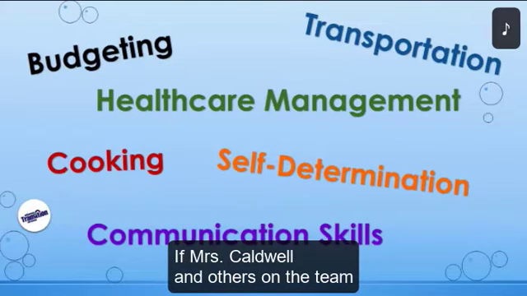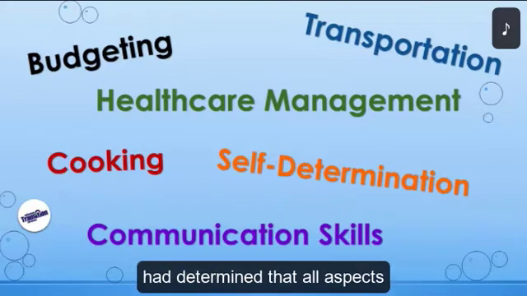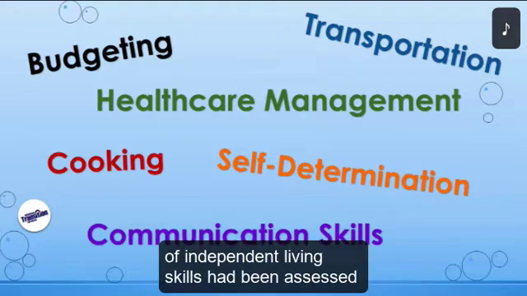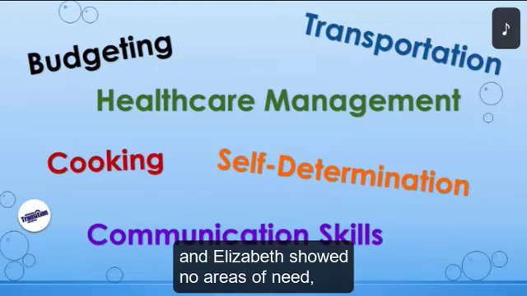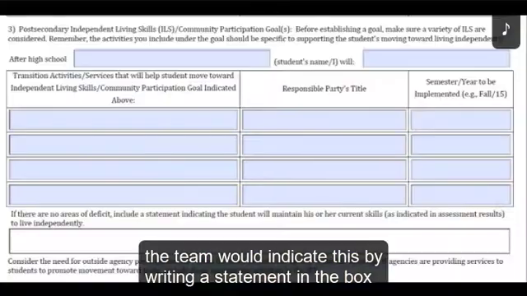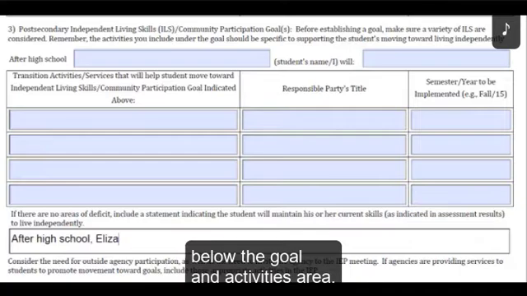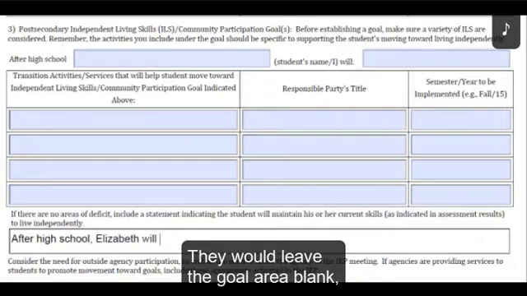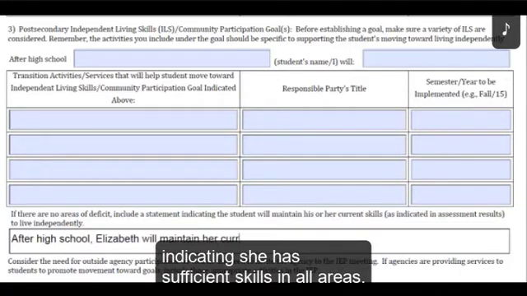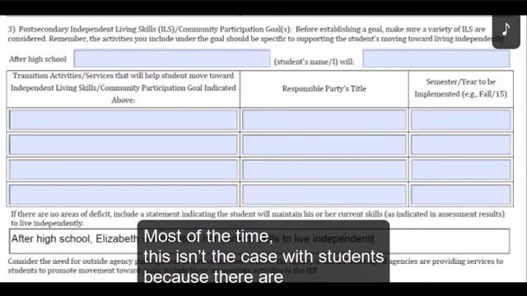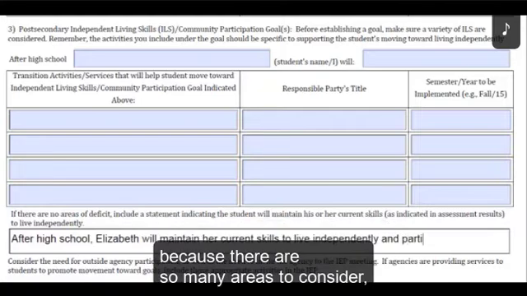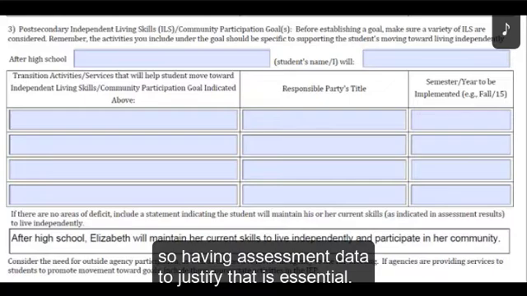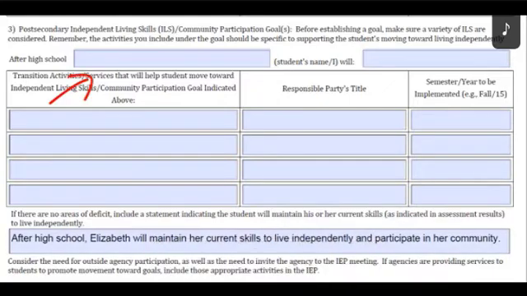If Mrs. Caldwell and others on the team had determined that all aspects of independent living skills had been assessed and Elizabeth showed no areas of need, the team would indicate this by writing a statement in the box below the goal and activities area. They would leave the goal area blank, indicating she has sufficient skills in all areas. Most of the time, this isn't the case with students because there are so many areas to consider. So having assessment data to justify that is essential.